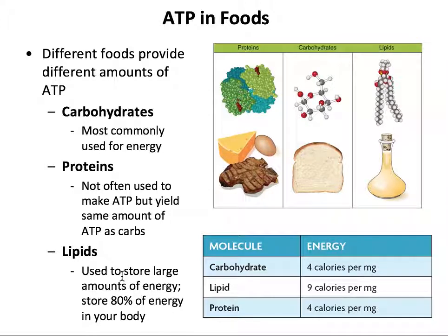And then lipids are used for storage. Lipids are your fats. They include fats like butter and oil, and they can store large amounts of energy. In fact, 80% of the energy in your body is stored in lipids. So if you look at this chart, carbohydrates will give you 4 calories per milligram. Proteins will also give you 4 calories per milligram. And then here are the lipids that are storing all this energy, 9 calories per milligram.